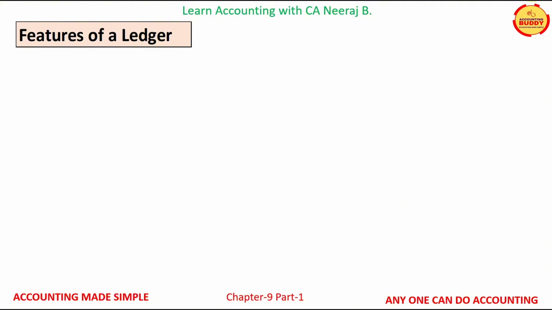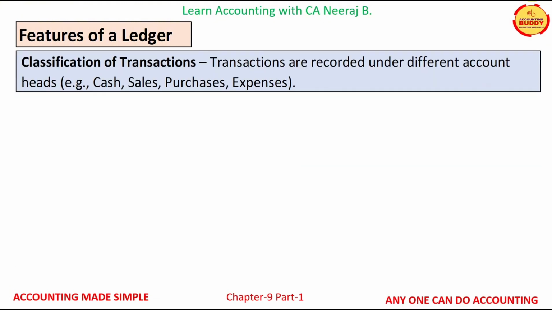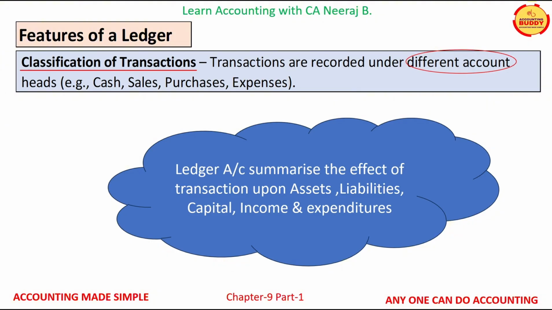Let us now learn the features of a ledger. First feature of ledger is related to classification of transactions, which means business transactions are recorded under different account heads such as cash, sales, purchase, expenses. Ledger accounts summarize the effect of transactions upon assets, liabilities, capital, income and expenditures.